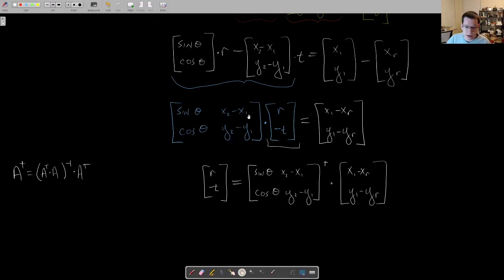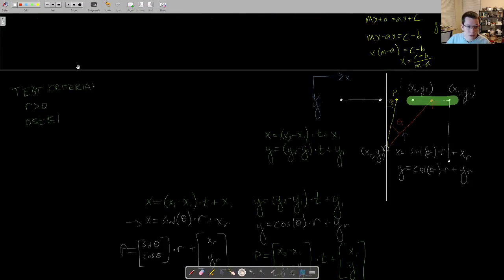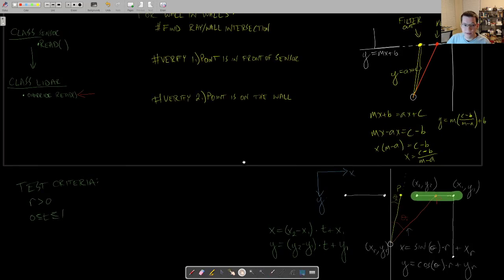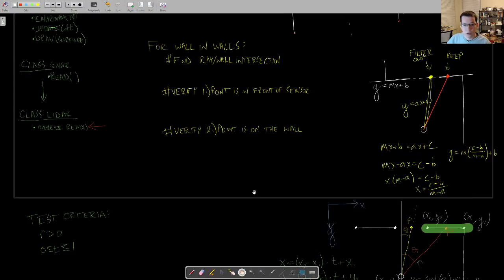And then we just apply our test logic that we did up here to find out if it's a valid point or not. And then we'll just iterate this over all of the different walls. Probably not the most efficient way to do it, but it works. I've tested it.